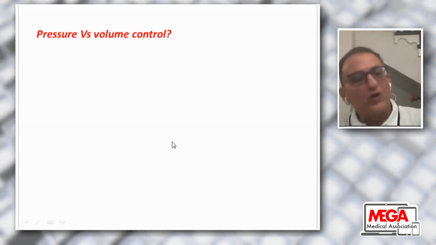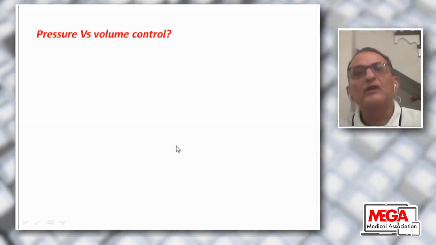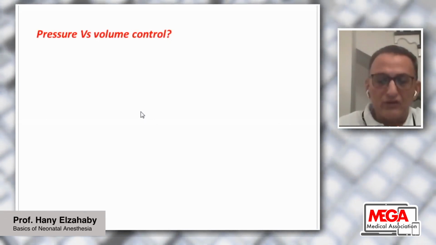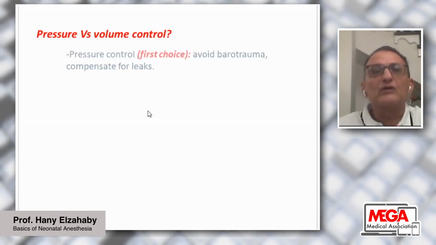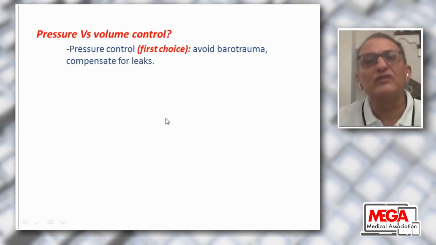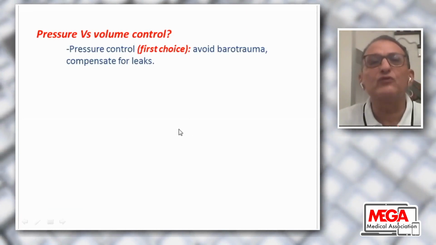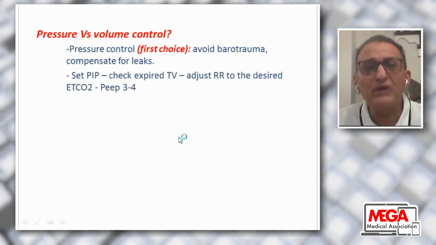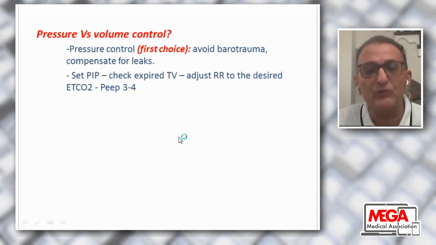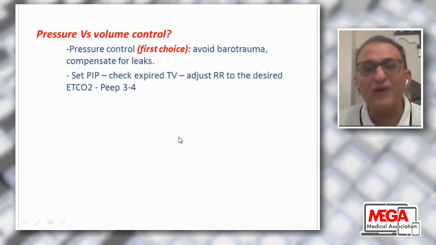Pressure control, volume control, or manual ventilation, which is frequently used, definitely. If you want to use a circle system with them on controlled ventilation, then classic teaching is that pressure control is the first choice because it avoids barotrauma and compensates for leaks. What happens is that we go for the PIP, the peak inspiratory pressure. We set the highest pressure that we want, for example starting at 10 or 12, and check what the expired volume is.